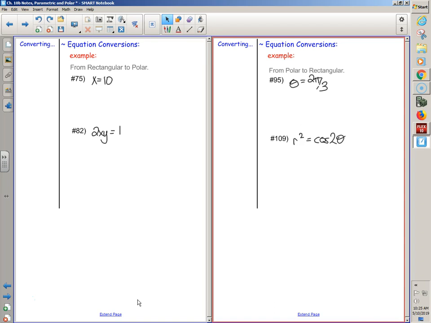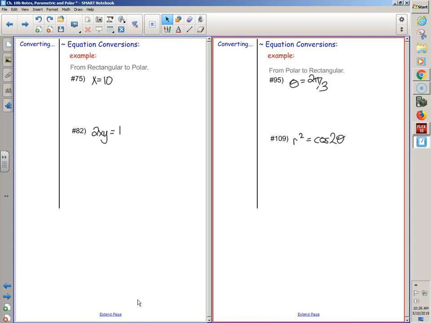We just did point conversions. You can do equation conversions too. These ones are rectangular to polar. How would I know, even if I couldn't read the gray? Because there are x's and y's. That's rectangular. To polar, I need r's and thetas. On this page, I have r's and thetas. I'm going from polar to rectangular. I need x's and y's.